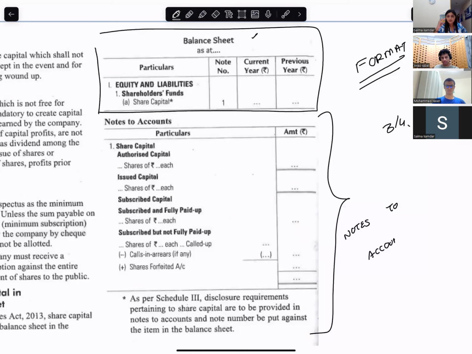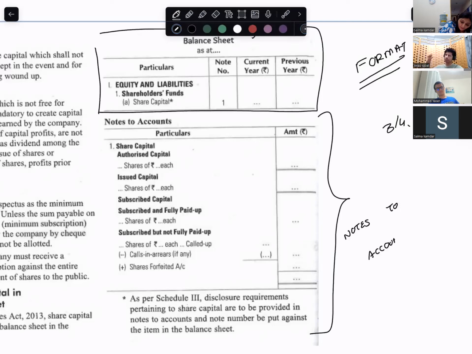You will have particulars, note, current year, previous year, 4 columns. Then you will have equity and liabilities, shareholders funds, share capital. Are you with me? Equity and liability is Roman number 1. 1 is shareholders funds, and below that A is share capital.